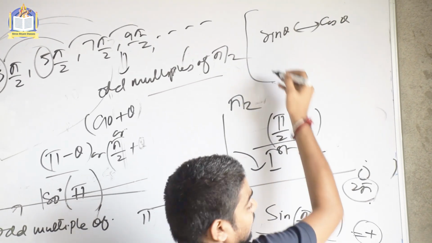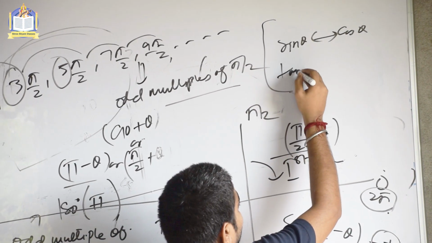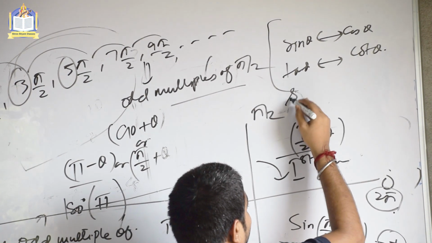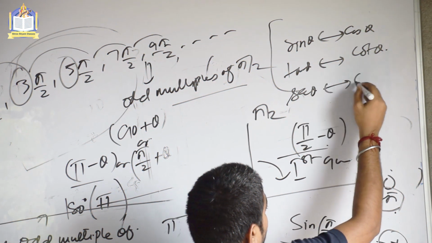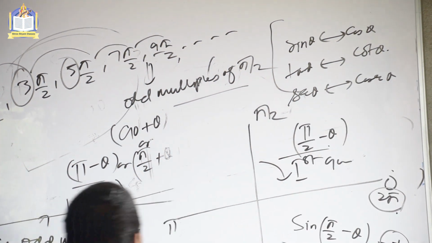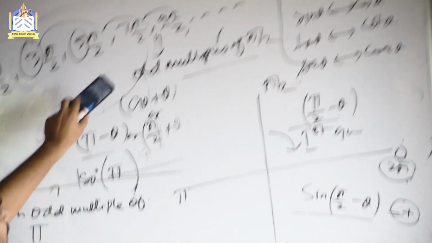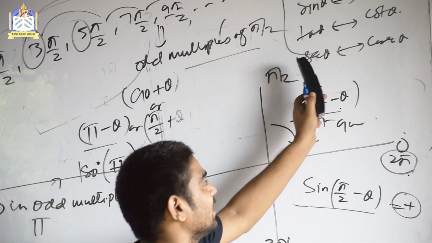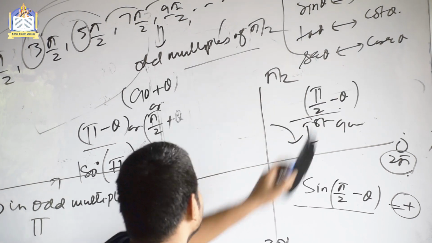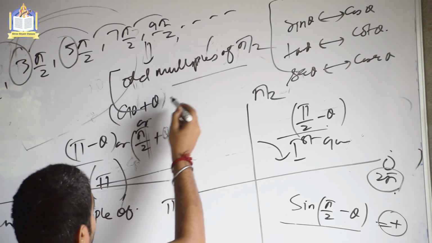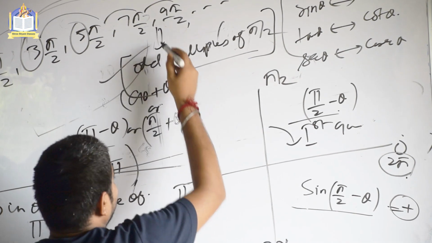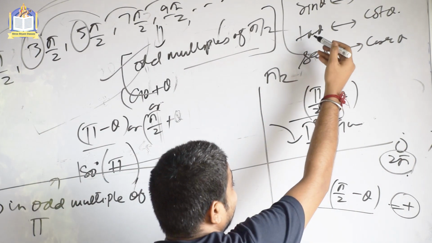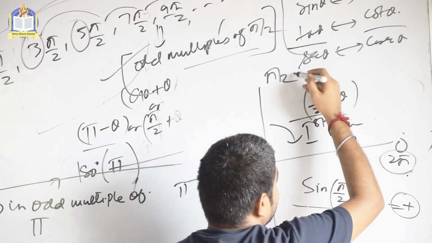This is interconvertible. In case of odd multiple of pi by 2, very important: sin theta changes to cos theta, tan theta changes to cot theta, and sec theta changes to cosec theta.